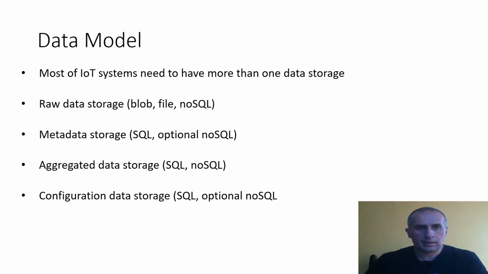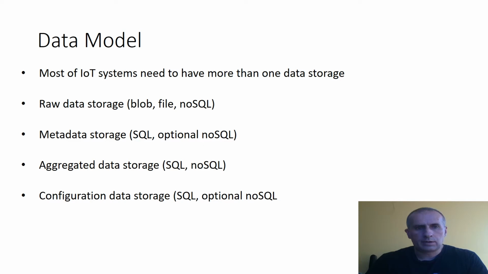Usually IoT solutions have more than one storage. We have from one side raw data storage, which is used for data which we ingress from different sources, from different devices, usually without specific processing. We have metadata storage, where we keep additional metadata, which is used to enrich data which we ingress. We have aggregated data storage, which is used to have processed and semi-processed data, and we have configuration data storage, where we have configurations for different parts of the solutions and the common data model.